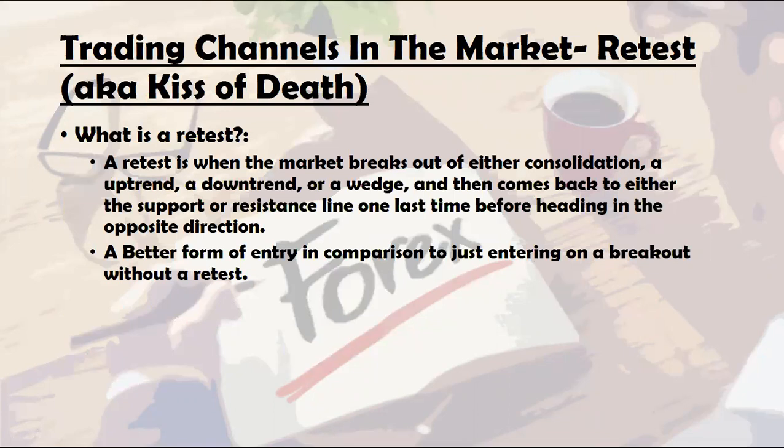A retest is when the market breaks out of either consolidation, an uptrend, a downtrend, or a wedge, and then comes back to either a support or resistance line one last time before heading in the opposite direction. It's a better form of entry in comparison to just entering on a breakout without a retest. Okay, cool. In the last class, I talked to you guys about this pattern here.